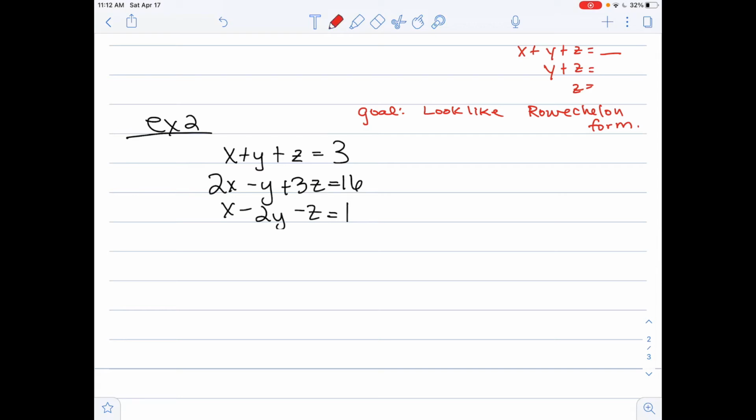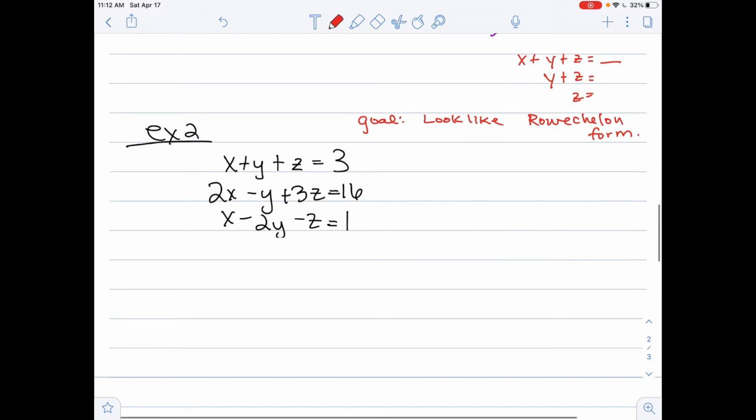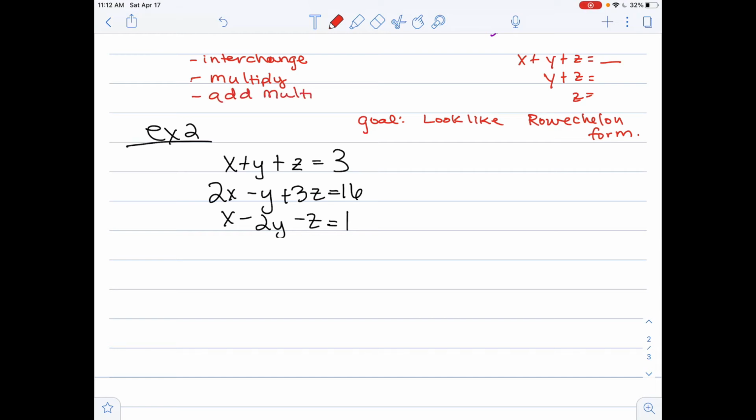And again, our list of things that we can and cannot do is we can interchange equations. We can multiply an equation by a constant not equal to 1. And we can add multiples of an equation to another equation. So these are the 3 choices we have.